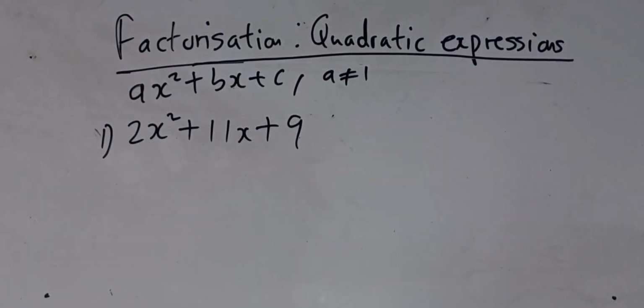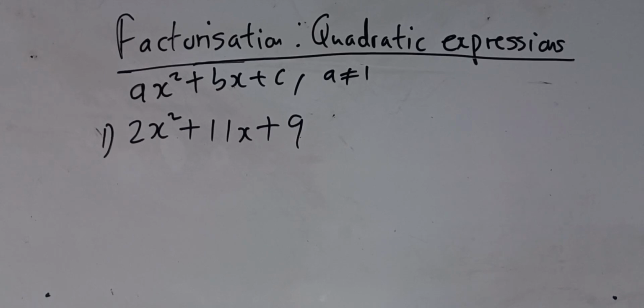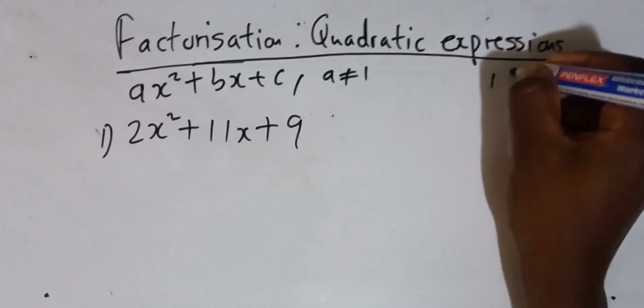Today we're going to look at factorization of quadratic expressions of the form ax squared plus bx plus c, where a is an integer not equal to 1. So first we multiply the coefficient of x squared and the term independent of x. So 2 times 9 we get 18.